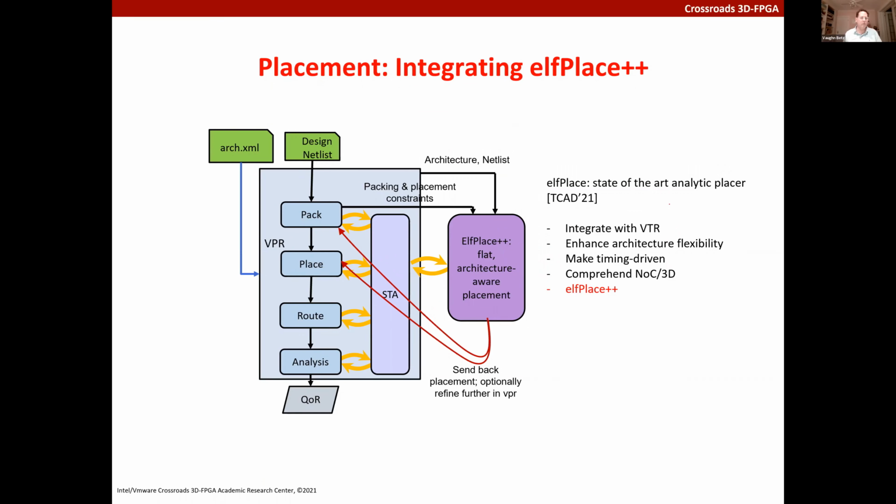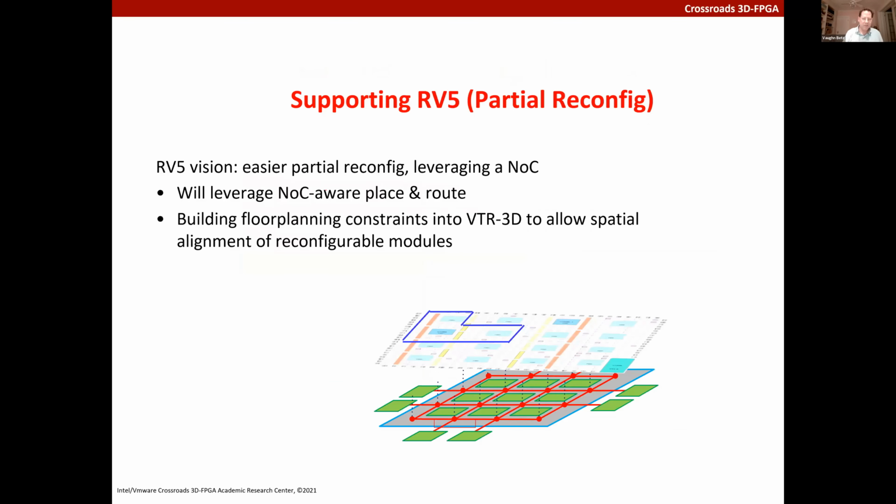So one of the strengths of ElfPlace is that it actually places the primitives, so there's no barrier between packing and placement. We want to take that flat placement and use it to affect both the packing and the placement in VPR. The packing of VPR's strength is that it understands a lot of arbitrary legality and interconnect constraints. So we want to take the ElfPlace results as essentially guidance so that we can still legalize the result for a wide variety of architectures.